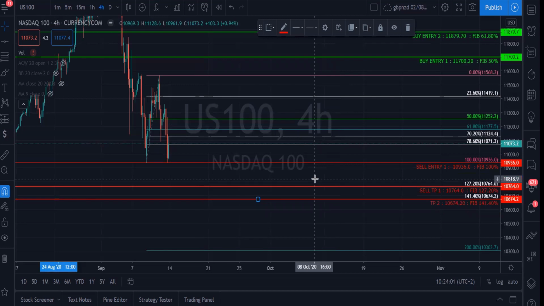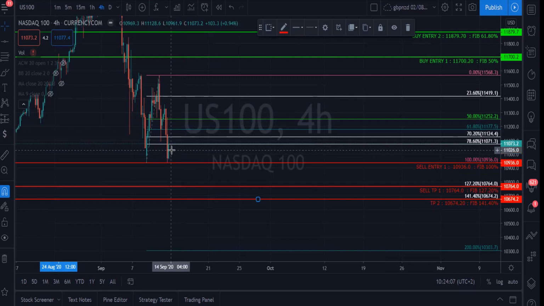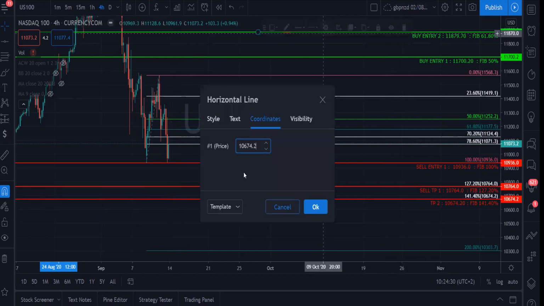So what we are saying is NAS at the moment is at 11,073. If NAS comes lower than 10,936, we're going to take a sell entry, and we're going to close our sell entry at 10,764 and 10,674. Okay, those are TP1 and TP2 for sell entry. Let me put the word here, sell.